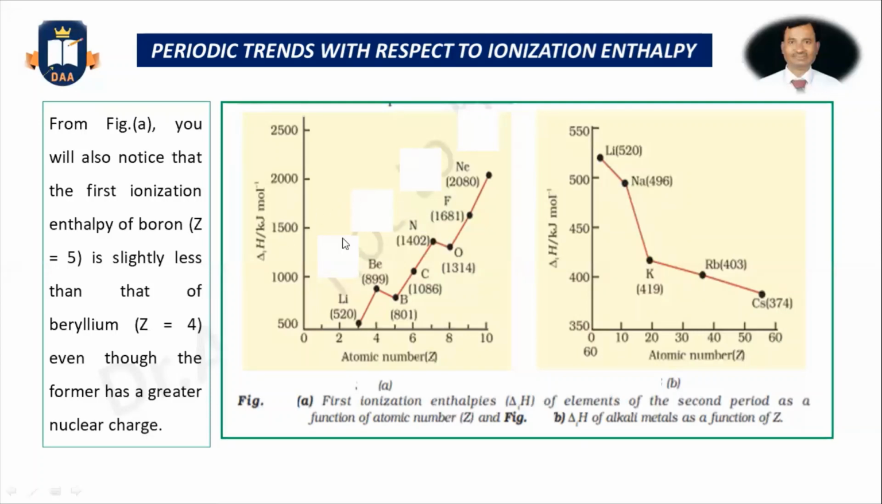Again, you can see this figure, figure A. You will also notice that for the first ionization enthalpy of boron, a little bit of anomaly is there. You see along a period, first lithium, then beryllium. In this case the ionization enthalpy increased, but for boron, it is a little bit less. It's first ionization enthalpy than beryllium.